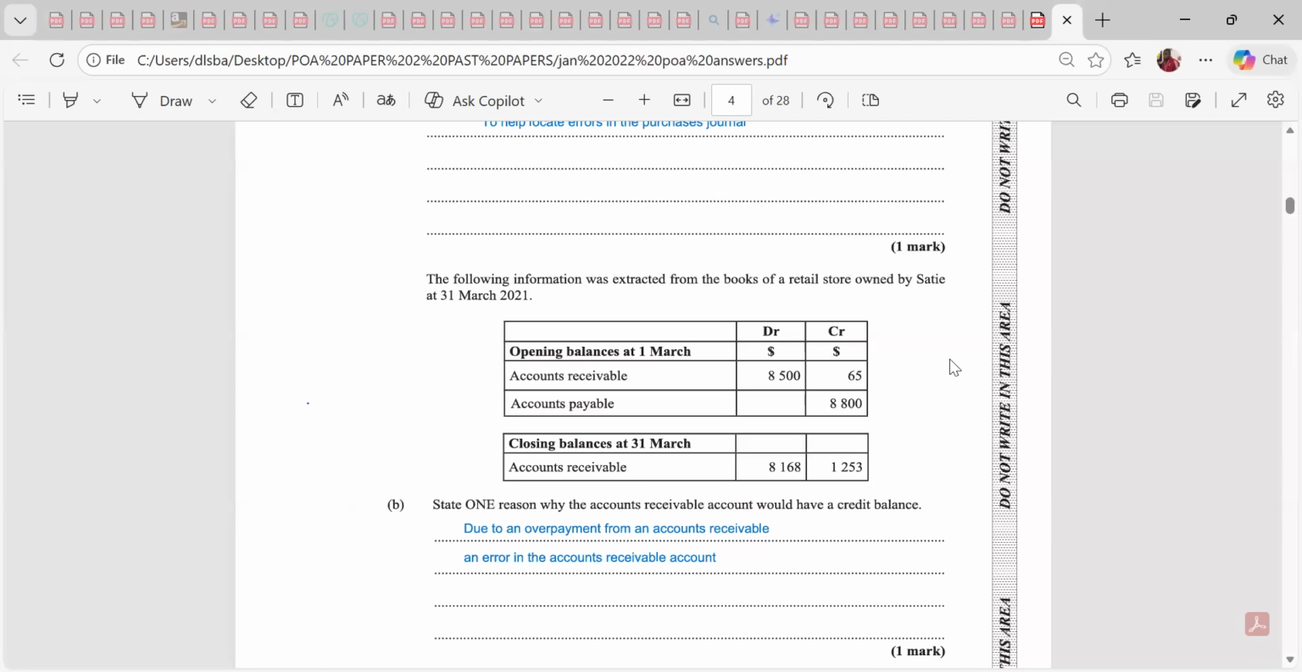One, they made an error. One of your accounts, they make an error, and it remains with a credit balance. The second one, and this is the one that they're looking for, is that there was an overpayment. So, for example, somebody was owing me $1,000, and they paid me $1,000. Better, I'll show you a visual with the example.